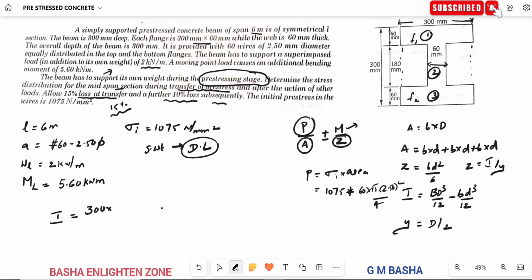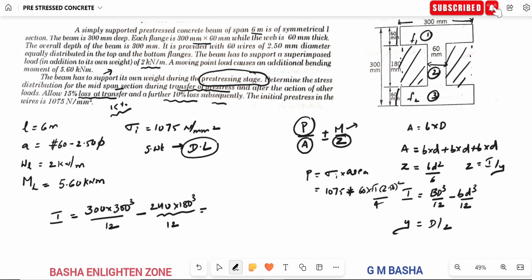300 into overall D, 300 cube by 12 minus, so this is small b. So we covered the entire part 300 by 300. Next we are removing this remaining stage, what I am shading here. So in the overall 300 we are removing this 60 thickness. Means 300 minus 60 is 240, which is B. In the overall 300 height we are removing this height 60, 300 minus 60 means 180, into capital D means small d means 180 cube by 12.